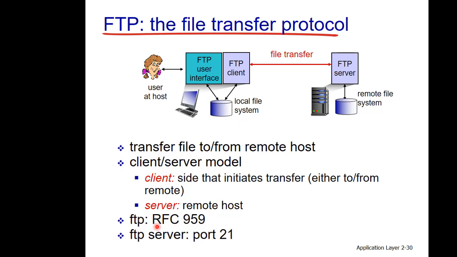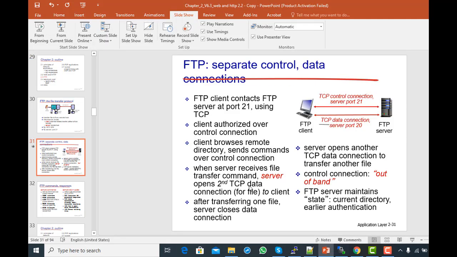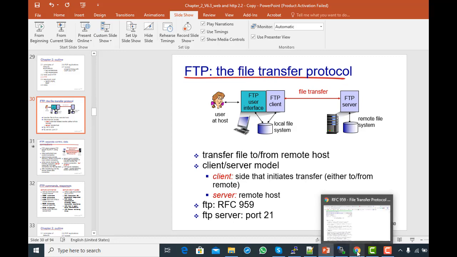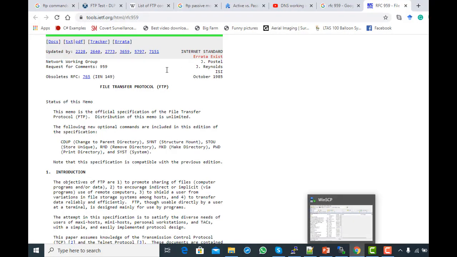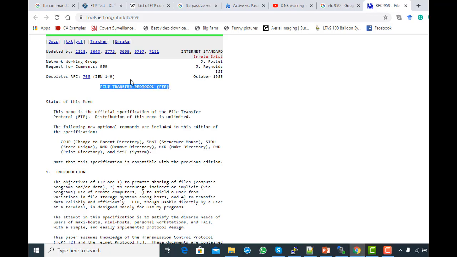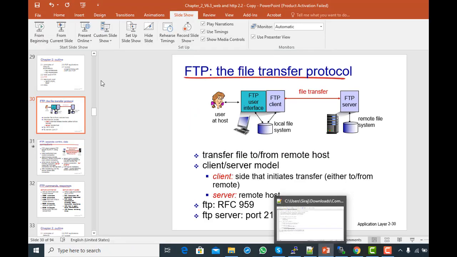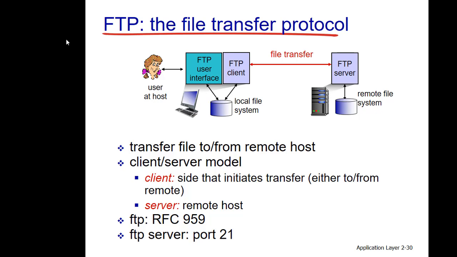The details of the FTP protocol are present in RFC document 959. I already talked about this with you. RFC stands for request for comments, and this is one of the documents that contains the detailed information of the file transfer protocol, FTP. RFC 959 has been there since 1985, so this document was written in that year. It means that this is a very old protocol that is used to transfer a file from one system to another.